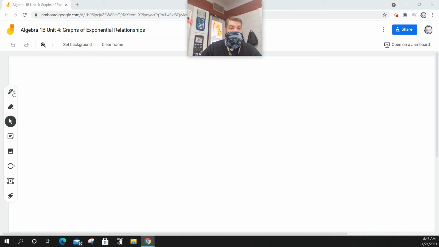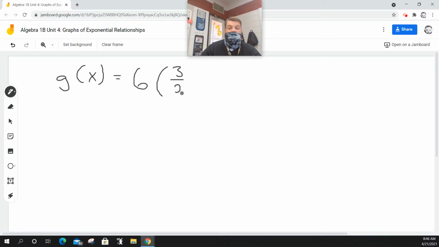So if I give you this function and I say g of x is equal to 6 times 3 over 2 raised to the x. A couple of things I want to point out to you guys, and we could just graph this, and we will in a second. Well, actually, let's just do that. So take out your calculators, turn those bad boys on.